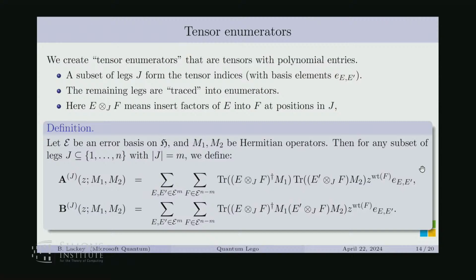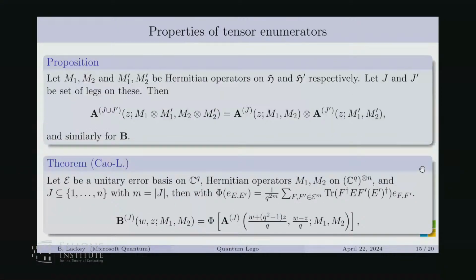Okay, and so this thing can be thought of as a tensor. This is the tensor sum here over the pairs of Pauli operators, in this case of weight M, and then a similar thing for B. Right, so our goal then is to show that we can manipulate these tensors of enumerators in the same way that we would manipulate the Legos in constructing codes.